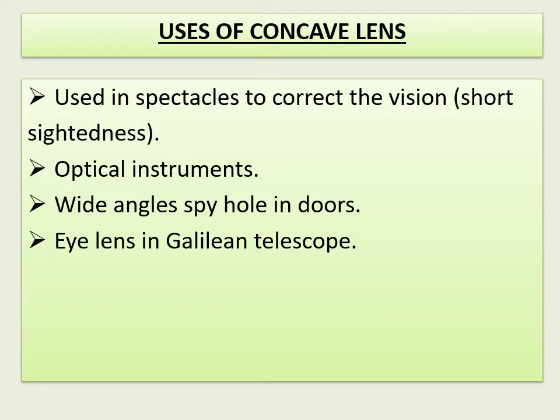So the uses of a concave lens: it is used in spectacles to correct the vision, that is short-sightedness, in optical instruments, in wide-angle spy holes in doors, and as eyepieces in the Galilean telescope.